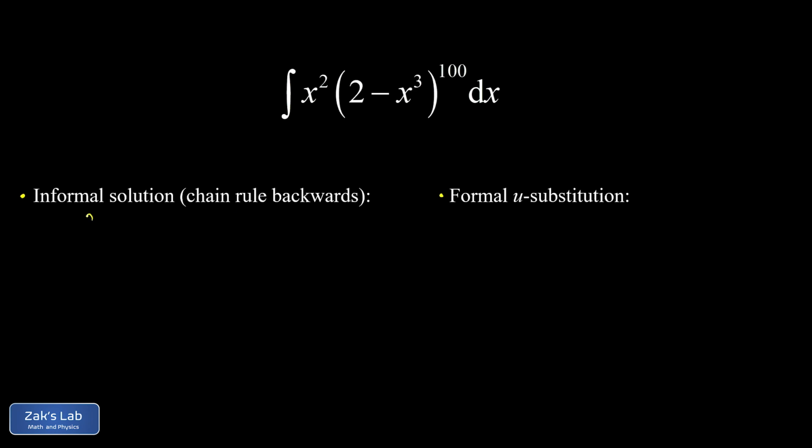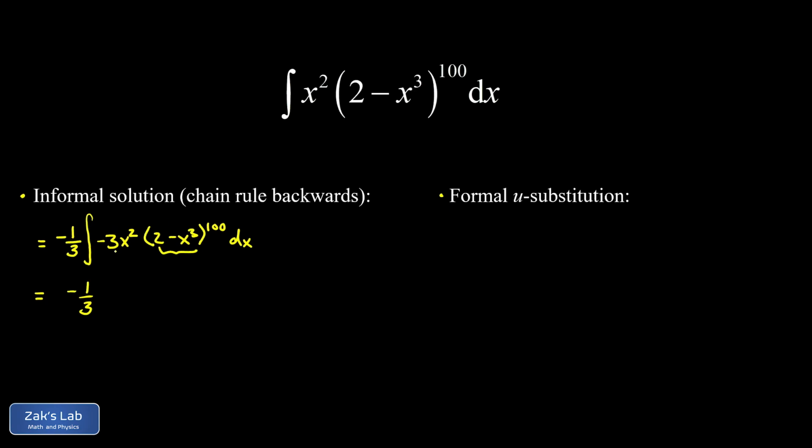For the informal approach, what we need to recognize is that by having an x squared out in front of this 2 minus x cubed to the 100th, we basically have the derivative of the interior function of a function composition. The interior function here is 2 minus x cubed. The derivative of that is negative 3x squared. So we can just provide that to our integrand as long as we compensate out in front by multiplying by negative 1 over 3. So the 1/3 tags along at the next step.